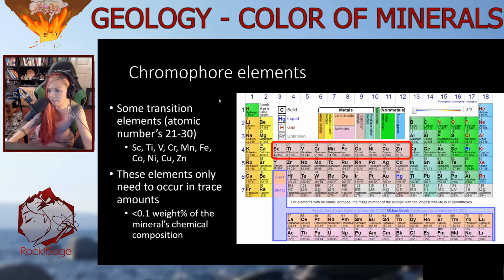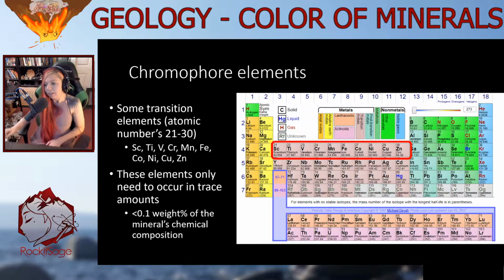So these elements only need to occur in very, very small quantities, such that they're around 0.1% weight percent of the total mineral's chemical composition. So it's negligible, such that they're not written in the chemical formula of the mineral. They do matter, because they actually make a color, but not for the chemical formula. They're not enough.